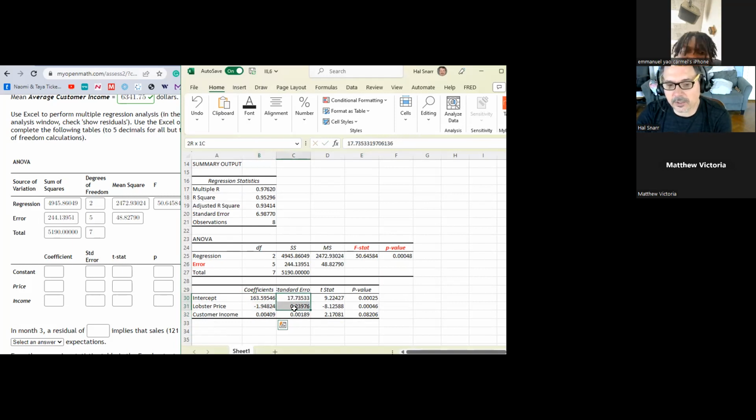These are the standard errors that correspond to them. The test statistics are just the ratio of these two. So this divided by 17 is 9.22. This divided by 0.239 is negative 8.12. This divided by that is 2.17. You take the ratio of these two numbers, you get the t-stat.